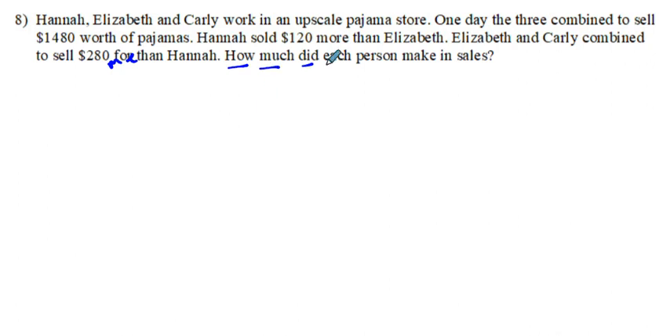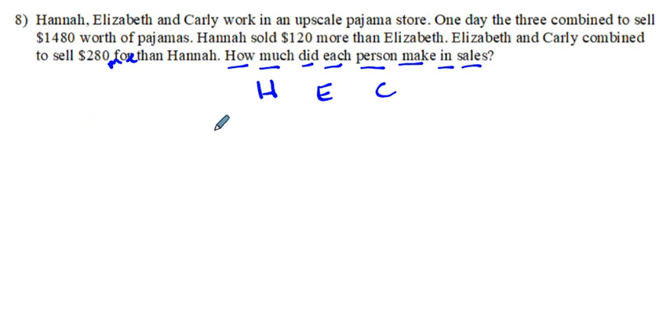How much did each person make in sales? Those are what the variables should represent. So if I put H for Hannah, E for Elizabeth, and C for Carly, each variable should represent how much that person made in sales.